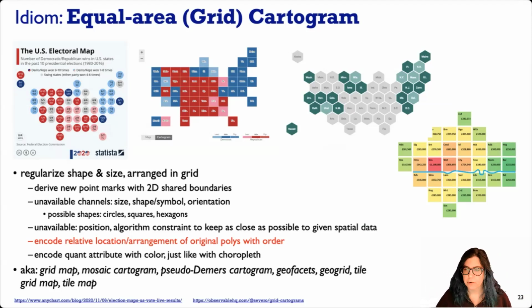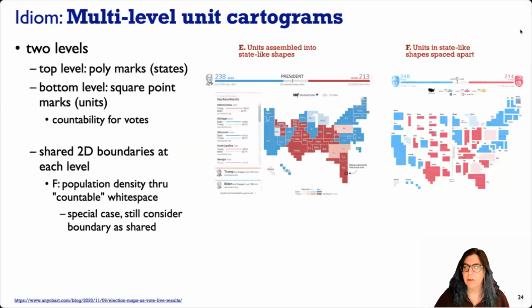Okay, so what else could we do? Well, we could even get particularly fancy and start thinking about cartograms at multiple levels. Here's an example where they've built a two-level interpretation. At the top level, we have these polys, these shapes representing states. Just like the other cartograms, we're trying to preserve position and shape as much as we can. But we're definitely worrying about the order so that people can even understand and interpret this.